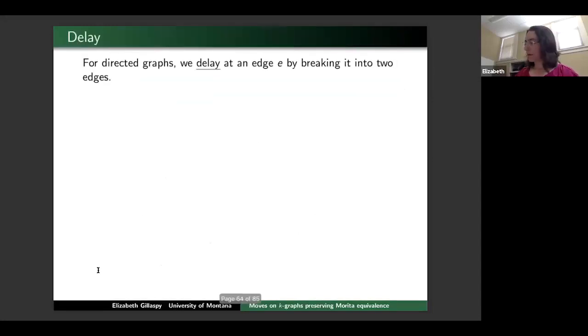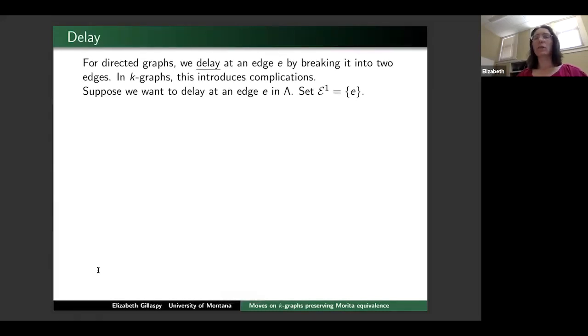So, all right, I've got 8 minutes left. Let me tell you quickly about delay. For a directed graph, the way delay works is you just take an edge and break it into two. You put a vertex in the middle, so you separate E into E1 and E2. With K-graphs, this gets a little bit more messy. So here's how that works. Suppose you want to delay at the edge E.